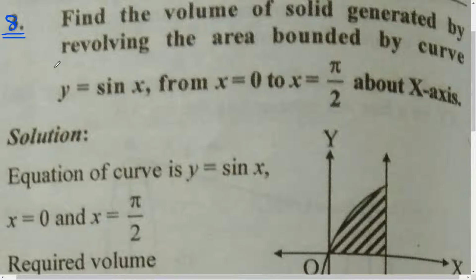Hello dear students, today a very important question, which is important for board exams as well as for the competitive exams. Here your question is: find the volume of the solid generated by revolving the area bounded by the curve y equals sin x from x equals 0 to x equals pi upon 2 about the x axis.